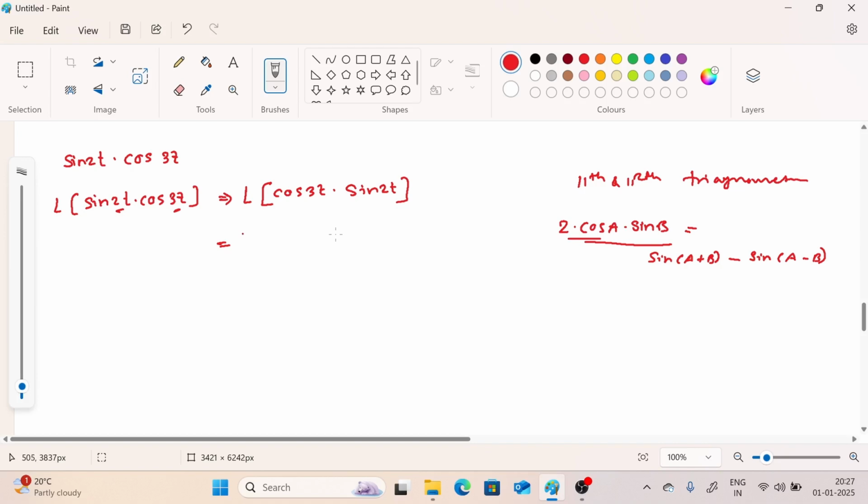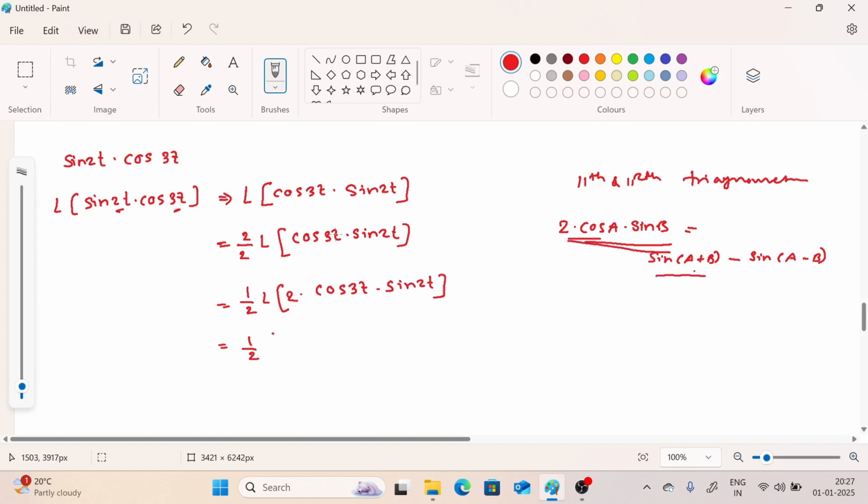So what can I do? I can multiply and divide by 2 in this formula. Cos 3t sin 2t, right? 1 by 2 Laplace of, I will take this 2 outside, 2 cos 3t sin 2t, right? Now 1 by 2. Now it's in the same format, right?